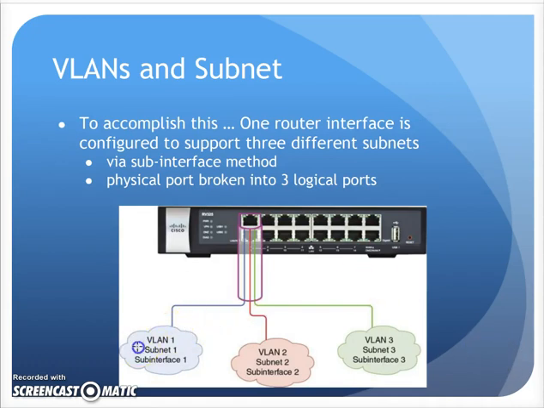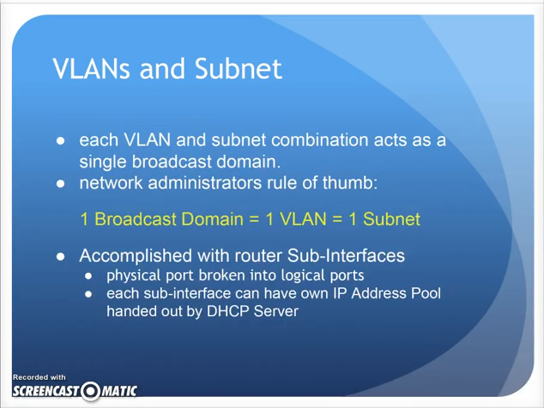So VLAN 1 is going to get subnet 1, and we're going to call it subinterface 1. VLAN 2 is going to get subnet 2, subinterface 2. VLAN 3 is going to get subnet 3, subinterface 3. That's what we're going to do. And that way that port will recognize layer 2 and layer 3 information coming in that port. Network admins follow the simple rule of basically 1 broadcast domain equals 1 VLAN equals 1 subnet. All those kind of go together. Other things can be done, but that's a good rule of thumb to stack everything up and make it all work together. And that is accomplished with the subinterface thing I just showed you.